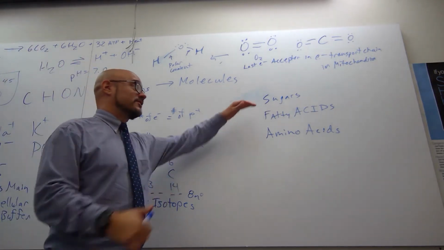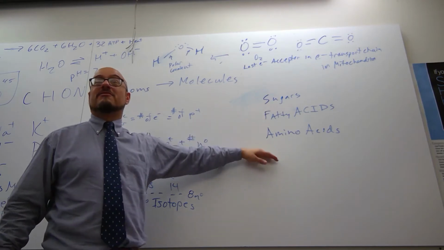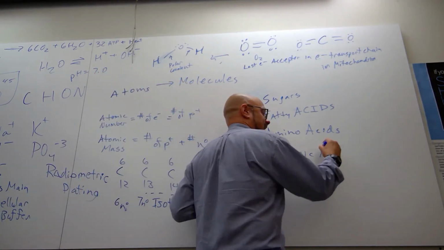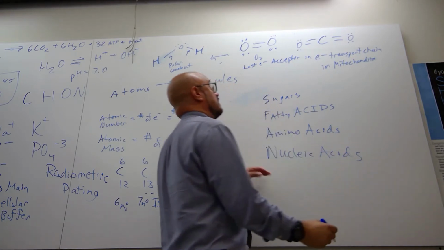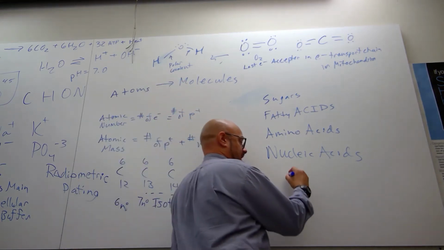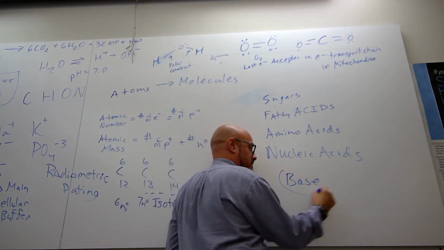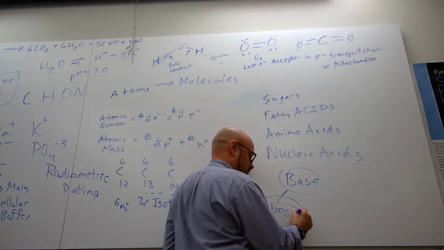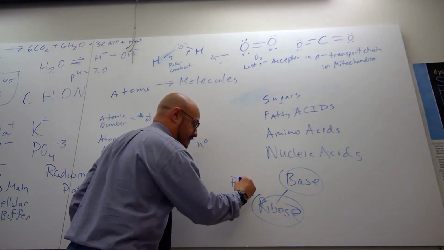So we've got to have sugars, we've got to have fatty acids, we've got to have amino acids, and we've got to have nucleic acids. And the nucleic acids are the most complex of these compounds. Because why? The nucleic acids have a base. They have that ribose sugar, and then they have to have a phosphate group.